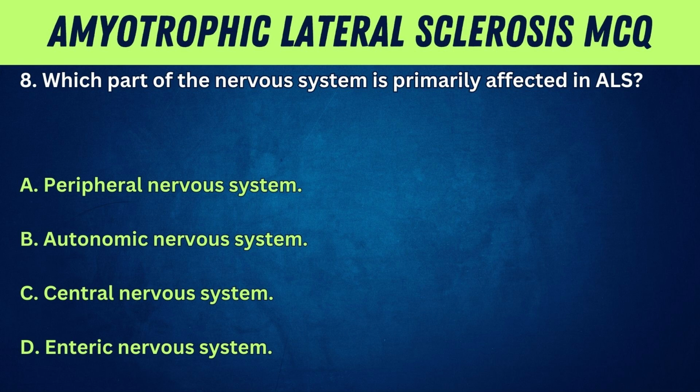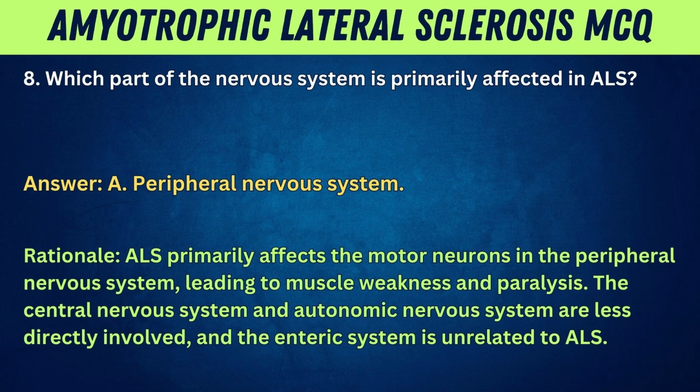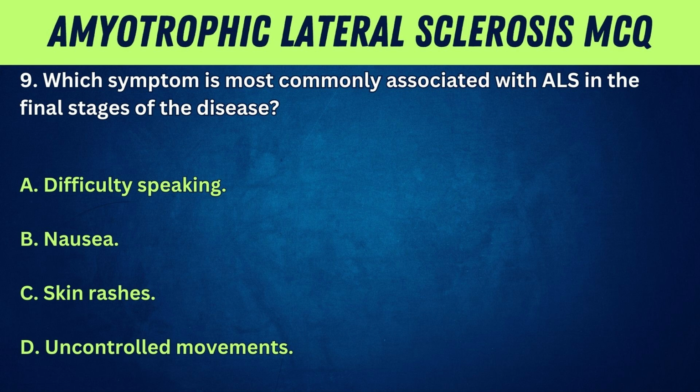8. Which part of the nervous system is primarily affected in ALS? A. Peripheral nervous system. B. Autonomic nervous system. C. Central nervous system. D. Enteric nervous system. Answer: A. Peripheral nervous system. Rationale: ALS primarily affects the motor neurons in the peripheral nervous system, leading to muscle weakness and paralysis. The central nervous system and autonomic nervous system are less directly involved, and the enteric system is unrelated to ALS.